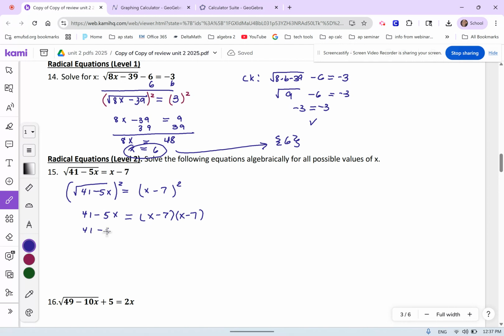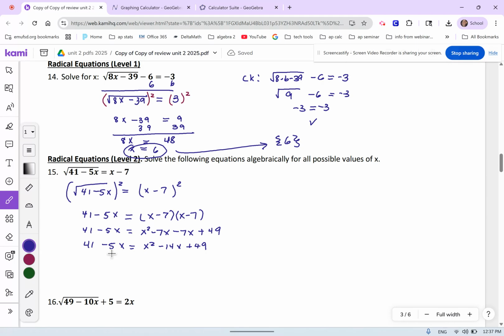I then double distribute. X times x is x squared. X times negative 7 is negative 7x. Negative 7 times x is negative 7x, and negative 7 times negative 7 is positive 49. I combine like terms on the same side of the equal sign. This becomes x squared minus 14x plus 49. I have a quadratic equation. I know this because I have an x squared term on the right-hand side.